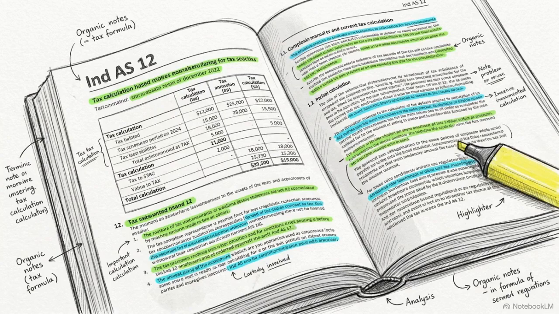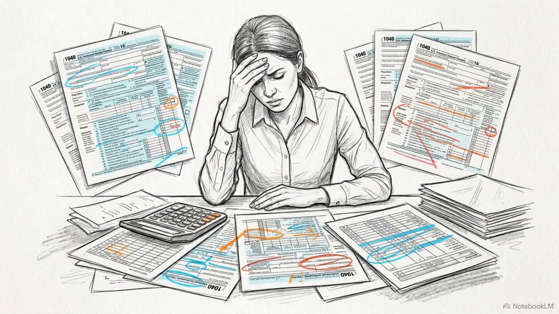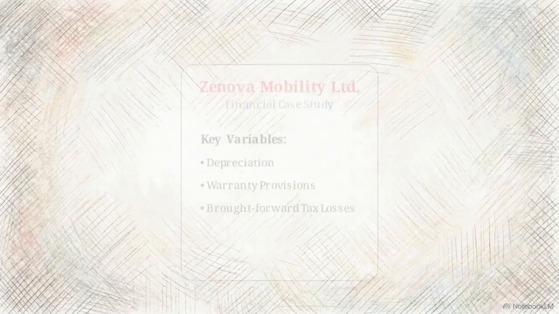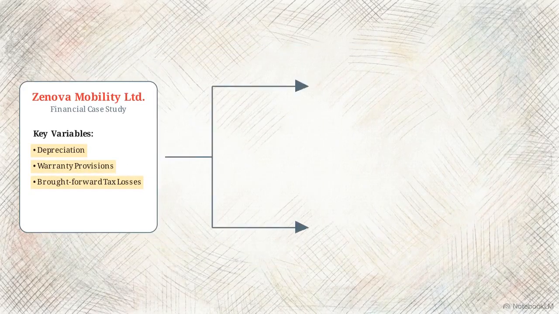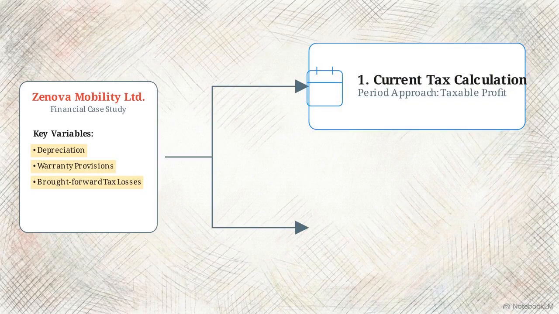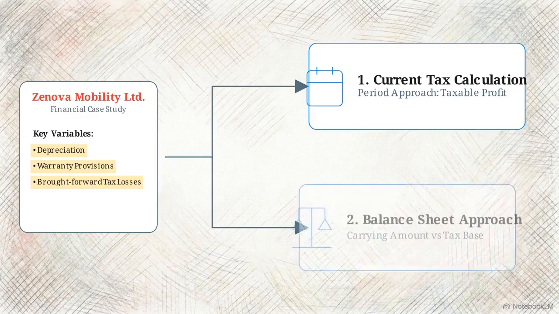Mastering Ind AS 12 requires navigating three variables: deferred tax assets, deferred tax liabilities, and specific tax routing through other comprehensive income. When these elements appear simultaneously in a complex problem, the calculation often feels disjointed. We will work through a case study for Zenova Mobility Limited, featuring varying depreciation, warranty provisions, and brought forward tax losses. We divide the solution into two phases.